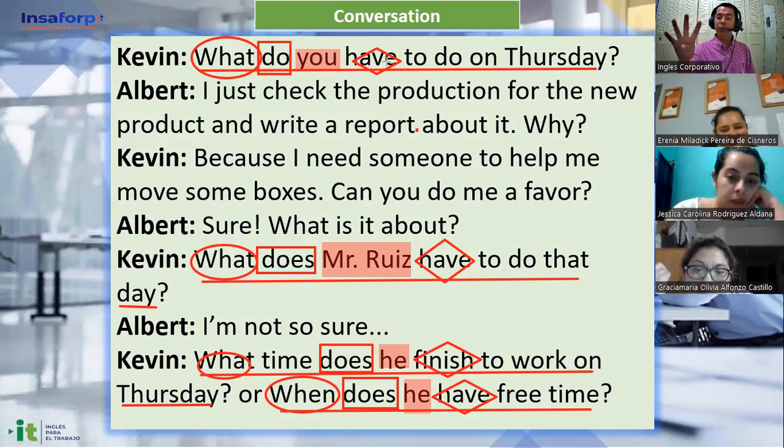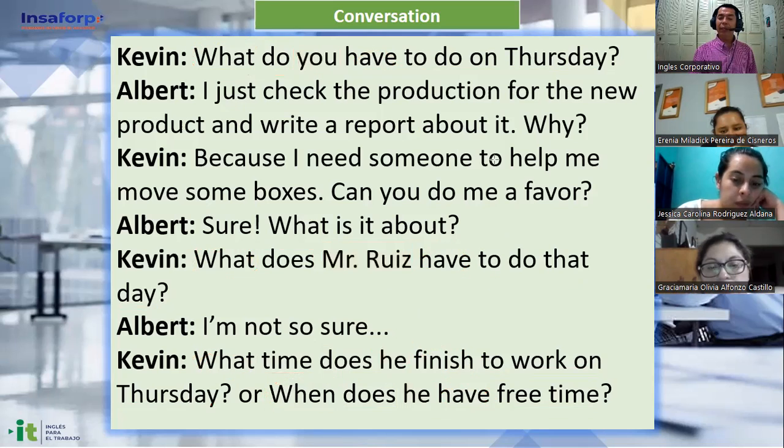So one, two, three, four. Four elements. In all the questions, we have one, two, three, four, right? Okay, now let's go to the next exercise.